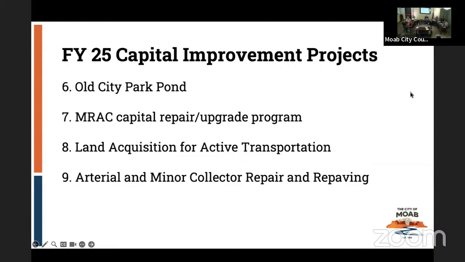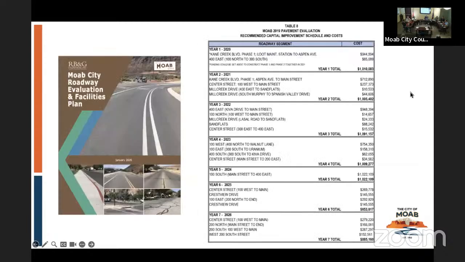Land acquisition for active transportation projects is on the list. That's a TBD one for now. And then the arterial and minor collector repair and repaving item on the capital improvements list for fiscal 25 is one that I wanted to get into just a little bit.